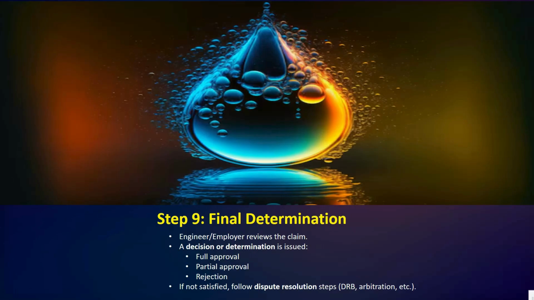So next we have step 9, final determination. Once the review is complete, the engineer or employer will issue a determination or decision. This could be full approval, partial approval, or rejection. Full approval means the entire requested extension of time is granted. If it is partial approval, only a part of the claim is accepted. Rejection means the claim is not accepted, usually due to lack of proof or late notice.